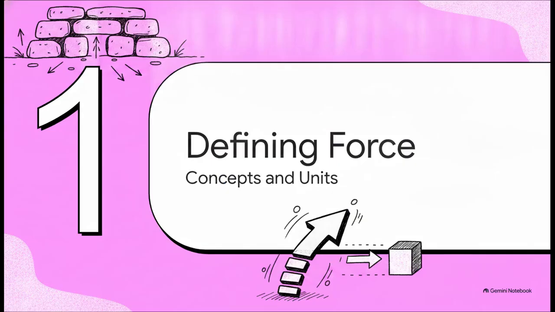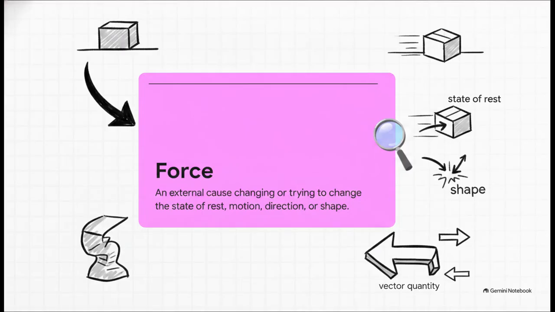Okay, Section 1. Defining force and units. You know, you really can't build a house without a solid foundation, and you definitely can't understand motion without grasping exactly what a force actually is. So, what is a force? Essentially, it's an external cause. It changes, or even just tries to change, four specific things: the state of rest, the state of motion, the direction of motion, or the shape of a body.